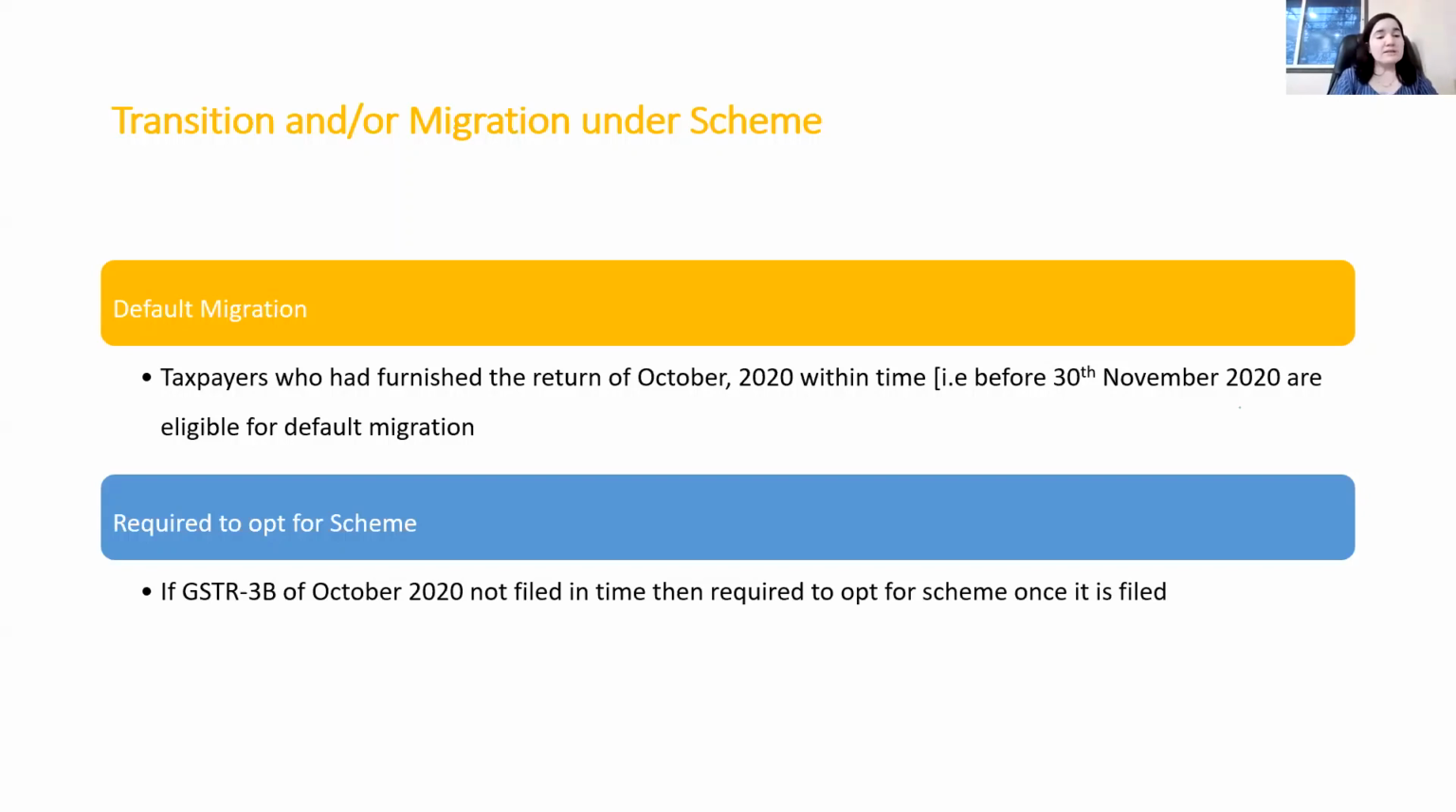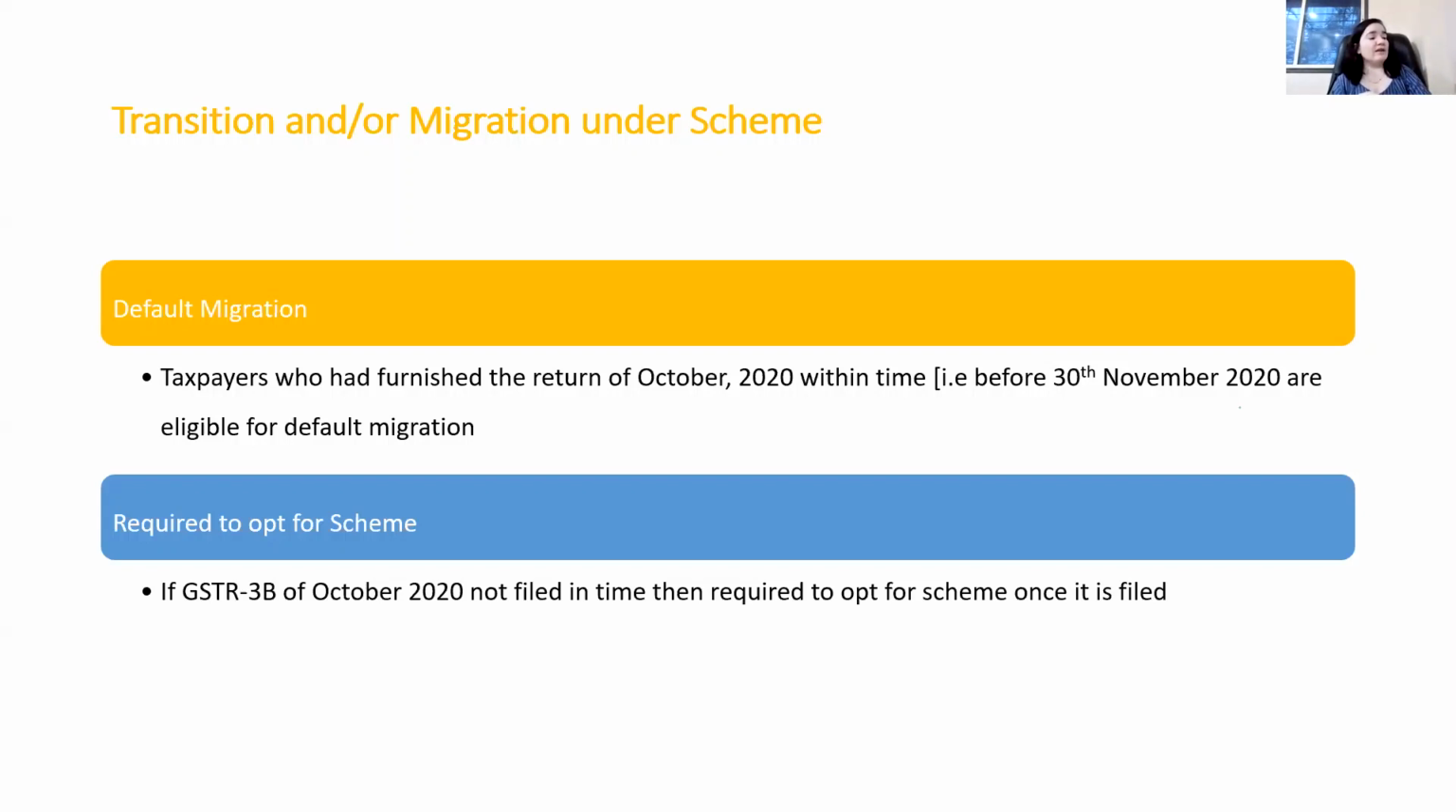And the second option is required to opt for the scheme. That means the taxpayer who has not automatically migrated. Who are these taxpayers? First, the taxpayer who filed their GSTR 3B of October 2020 after 30th November 2020. It's easy. The taxpayer has turnover up to 5 crore, but the October 2020 return was filed after 30th November, so such a taxpayer has not automatically migrated into the scheme. If they intend to migrate and the scheme is applicable, then they have to opt for the scheme.